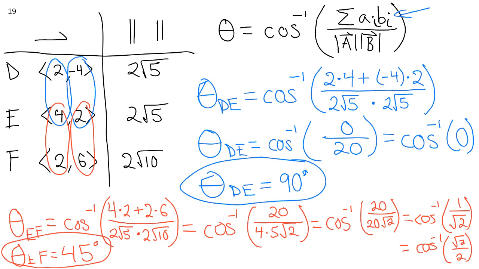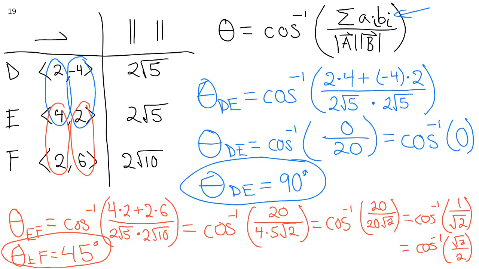Again, 2 root 5 times 2 root 10, that's 4 root 50. Root 50 is 5 root 2. So you're just going to end up with 4 times 5 root 2. You get a 20 over 20. Those cancel. 1 over the square root of 2 is the same thing as square root of 2 over 2. If you remember your unit circle, when cosine is root 2 over 2, that's 45 degrees.